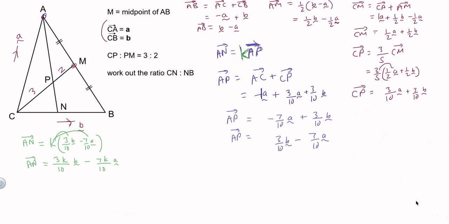Right, for the next part, I'm going to work out what is CN. Now CN, if you look at the diagram, is CA followed by AN, which I've just worked out over here, all of that. Right, CA is already just a by itself, and AN is all of this.